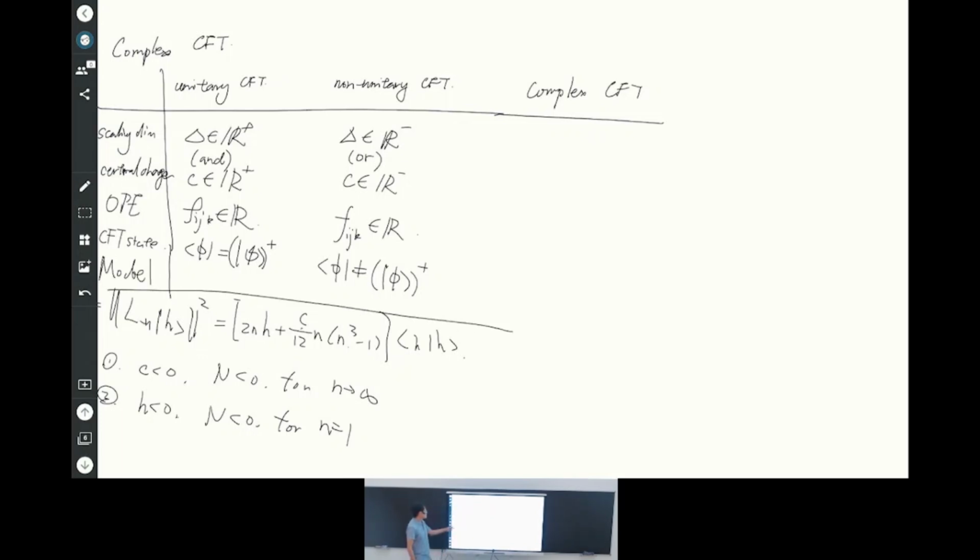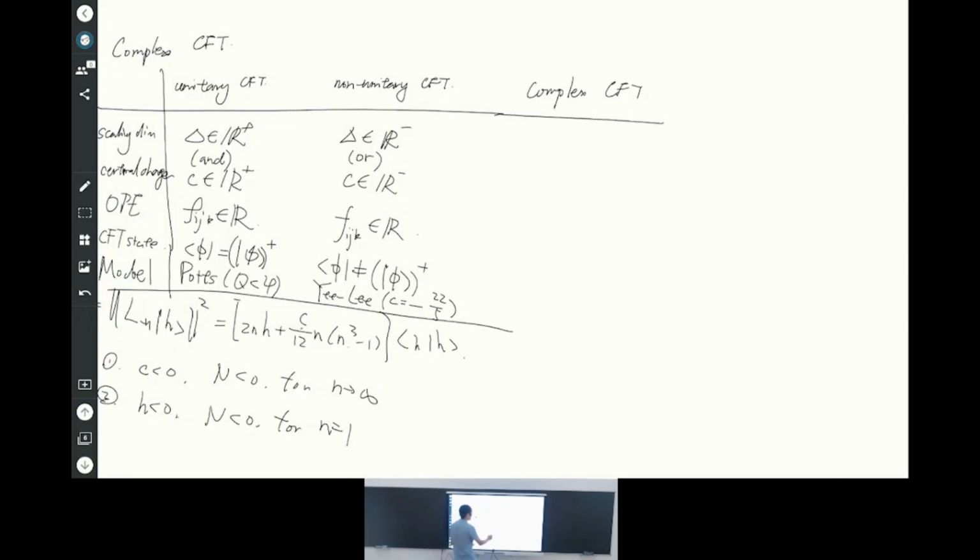we know that for unitary CFT, say for example, the Potts model with Q smaller than 4, we know this minimal model is a unitary CFT. For non-unitary CFT, one known example is the Yang-Lee model, where the central charge takes a negative value here.